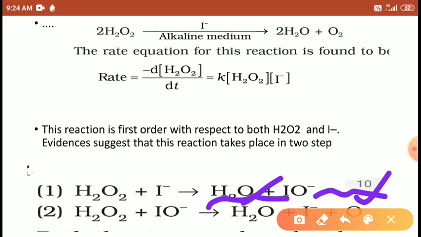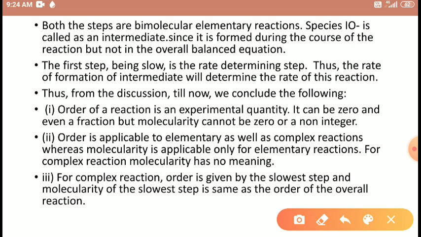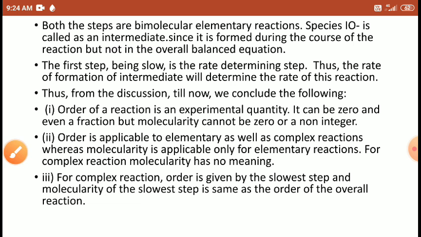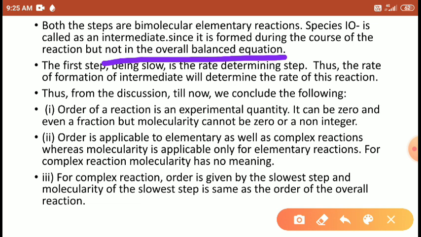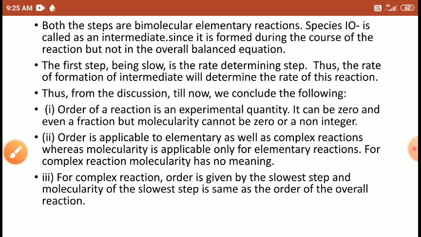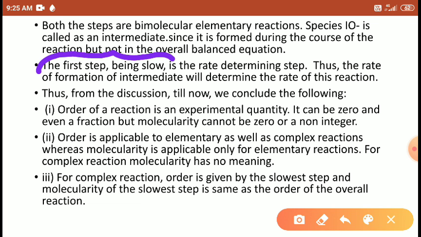Right, students? So it means the slowest step is the rate determining step here. Both steps are bimolecular elementary reactions. The species iodine oxide is called an intermediate, since during the course of the reaction it is not in the overall balanced equation. The first step is very slow. In the rate determining step, the rate of formation of the intermediate will determine the rate of reaction.